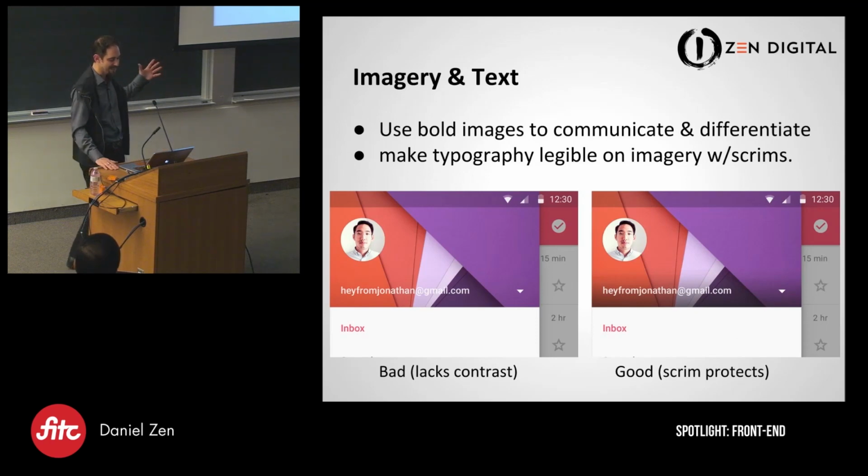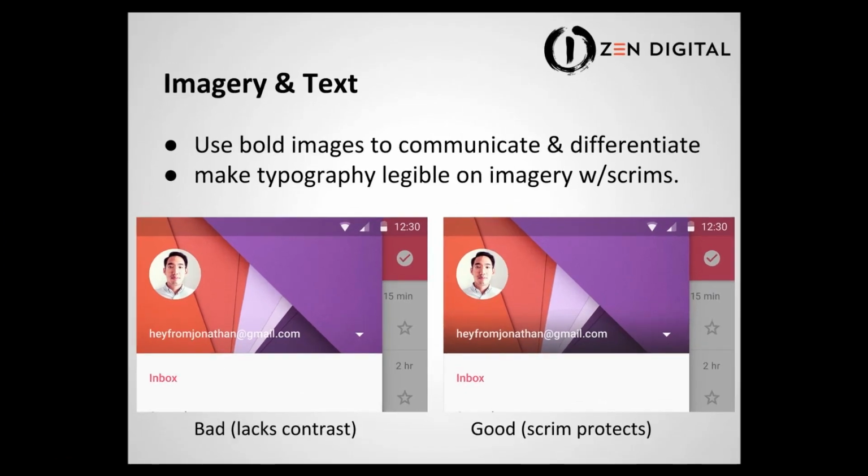So you've got imagery and text, bold images to communicate and differentiate, and typography should be legible on imagery with the use of scrims. So here on the left, it's very hard to read the @Gmail portion of the email address because it's on the fuchsia background there, and there's not a lot of contrast. In the second version, we have a scrim at the bottom that gives a little bit of change in color as you hit the bottom, and so that allows the text to have much greater contrast.